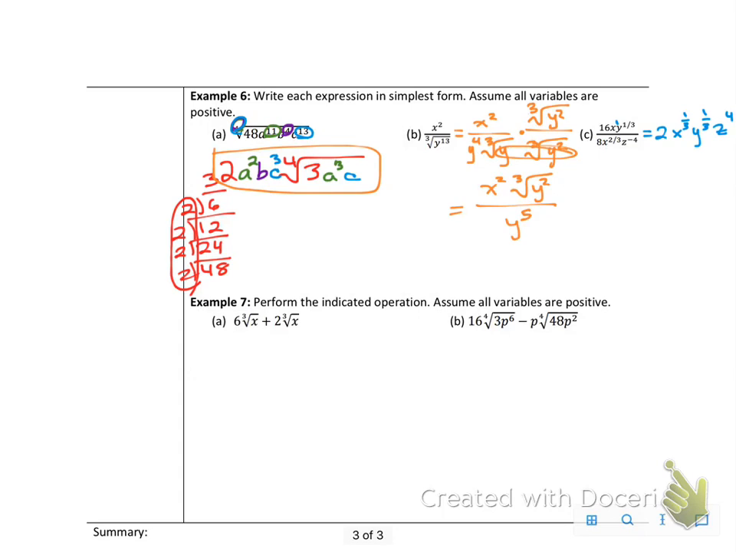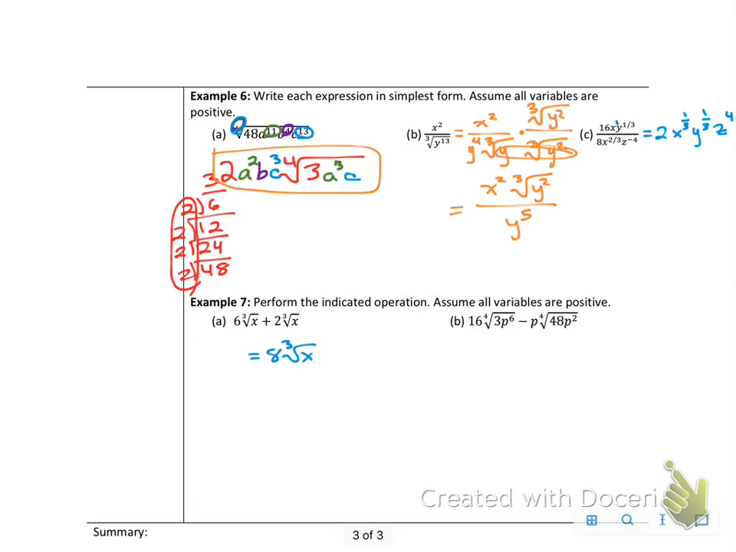Last problem. Perform the operation. On example 7, part A, we have 6 cube roots of x plus 2 cube roots of x. Well, that's just 8 cube roots of x, and we call it a day. On part B, though, it's a little more complicated.